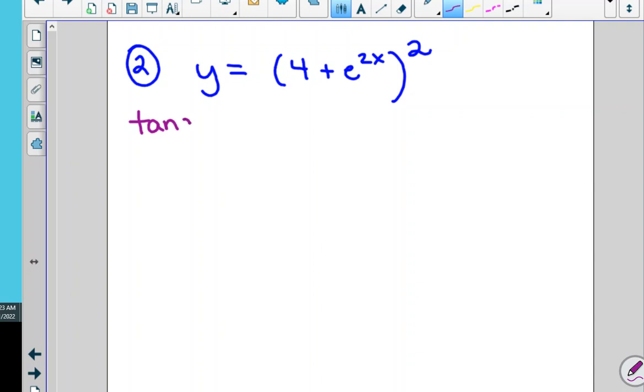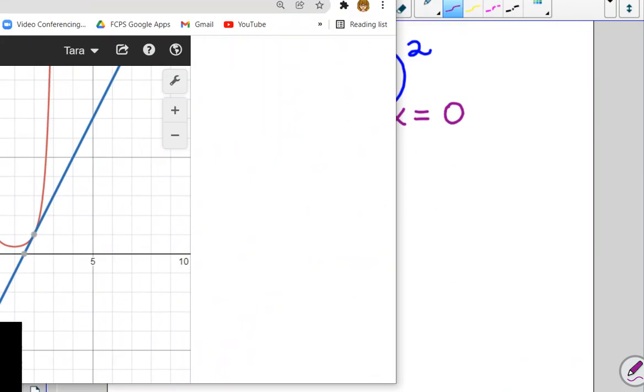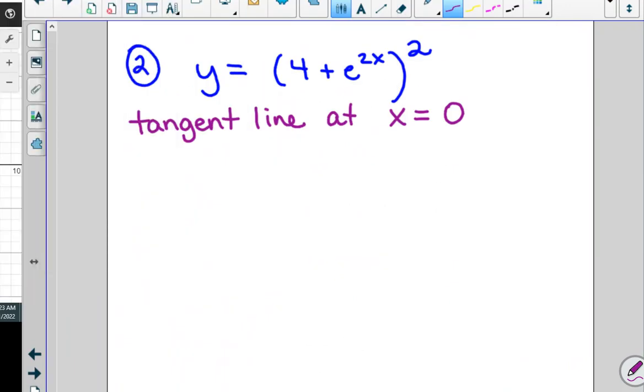And we're going to do the tangent line at x equals 0. So after you write that down, let's not do the derivative yet, but find me the y that's going to go with that x. Meanwhile, I'm going to do a little graphy graph here. What's the y going to be in our point?